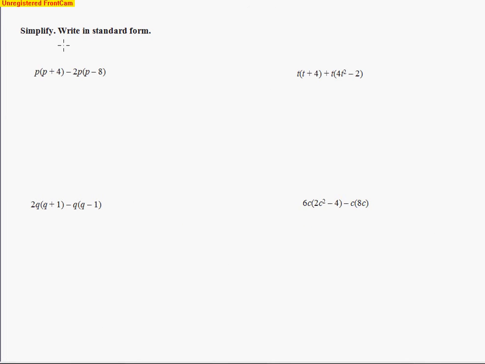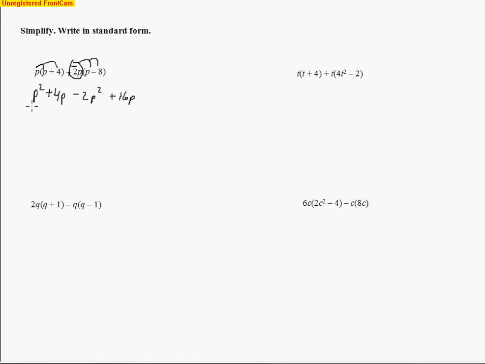And on this problem, we're doing the same sort of thing. We're going to simplify and write in standard form. And so we're using the distributive property here. So p times p makes p squared. And then over here we have p times 4 makes 4p. But then over here we have to do the same thing. Now again, treat this as a negative 2p. So you're taking negative 2p and distributing it over these two terms. So I've got negative 2p to the second power, and then plus 16p. Plus because the negative and the negative made a positive right there.